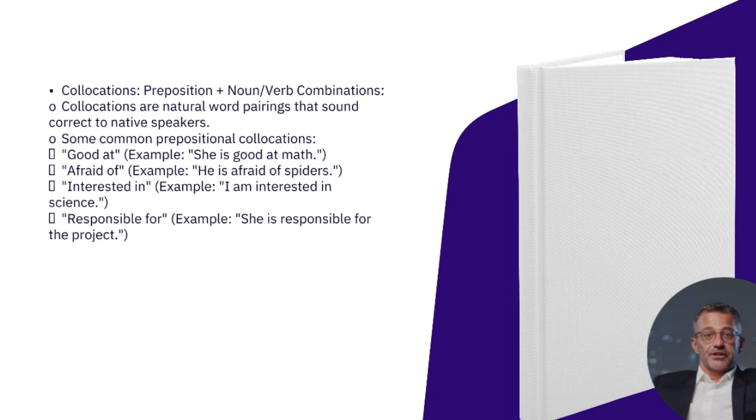Collocations: preposition plus noun, verb combinations. Collocations are natural word pairings that sound correct to native speakers. Some common prepositional collocations: good at. Example: she is good at math.